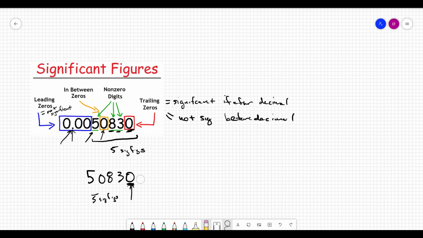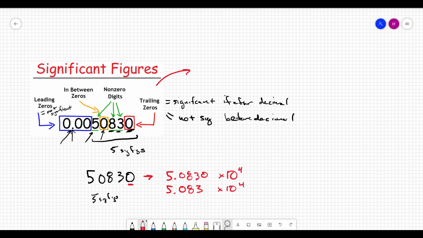But if we were to erase this, we wouldn't be able to know whether this was 5 or 4. The least ambiguous way to write this number, if we knew that it had 5 sig figs, would be 5.0830 times 10 to the 4. That would be unambiguously 5 sig figs. If this zero were not significant, then we would write this as 5.083 times 10 to the 4. These two numbers are still the same, but the second one only retains 4 significant figures.